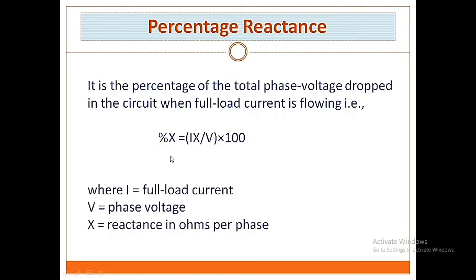So, this is the symbol of percentage reactance. Percentage reactance equals Ix, where I is the full load current and X is the reactance in ohms per phase. Ix is the total phase voltage drop and V is the phase voltage. So percentage reactance equals Ix by V into 100. That means phase voltage drop by phase voltage at full load into 100.